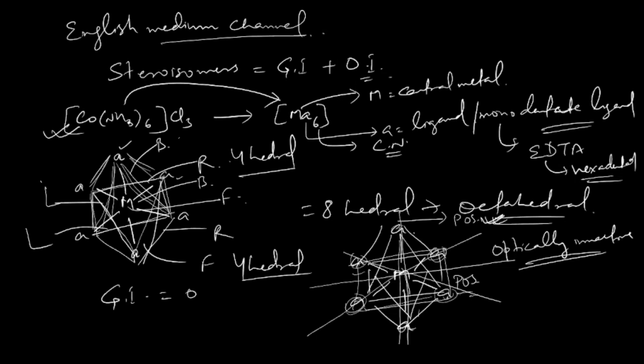So don't draw like this. Just convert it to this general formula, Ma6. If anything, say this one is M, this one is A, a monodentate ligand, and how many ligands are there? 6. So we are putting Ma6, correct?